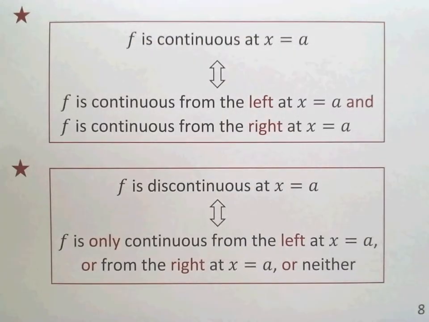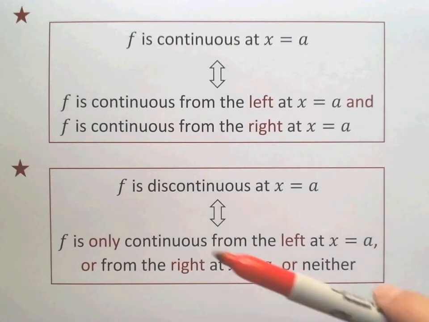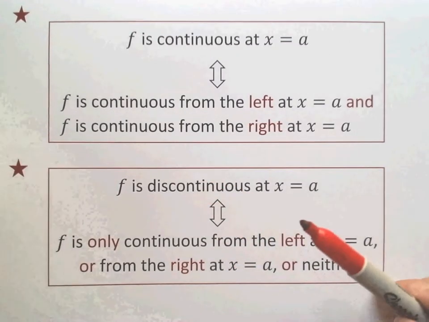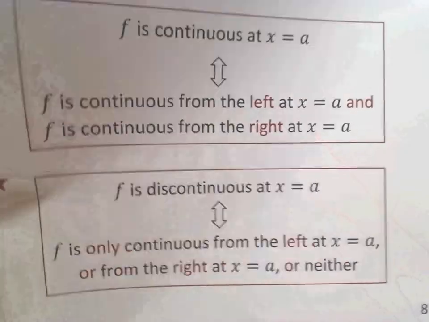So what if it is not continuous, which means discontinuous? If discontinuous, usually we say it is only continuous from the left, or only continuous from the right, or neither of them. Not continuous from the left, not continuous from the right, also discontinuous. That is the opposite of continuous.